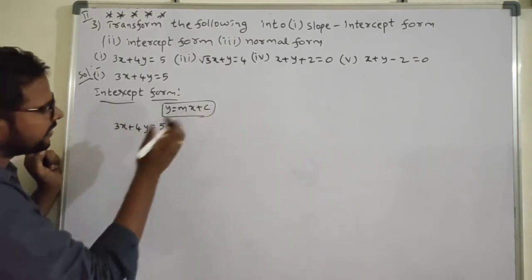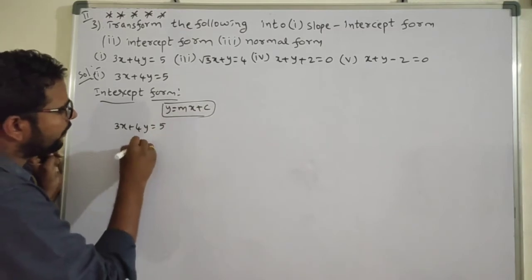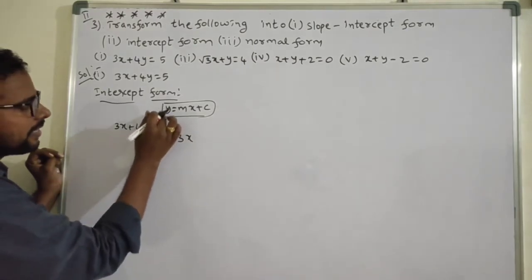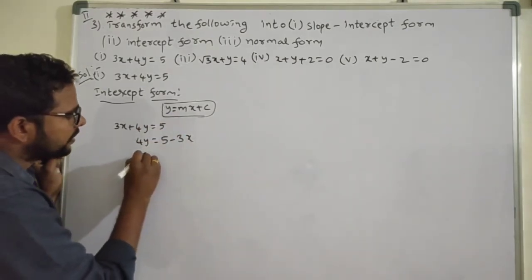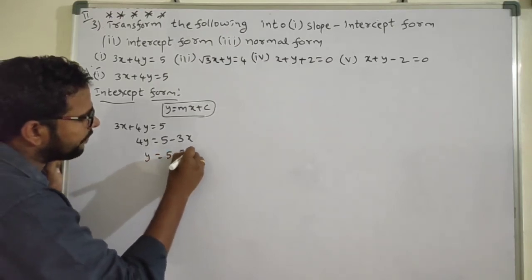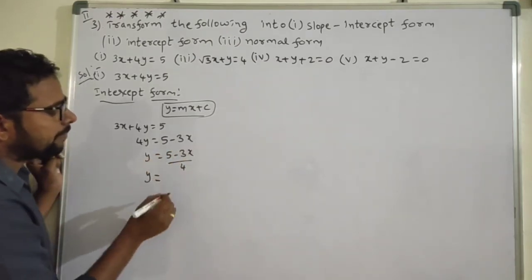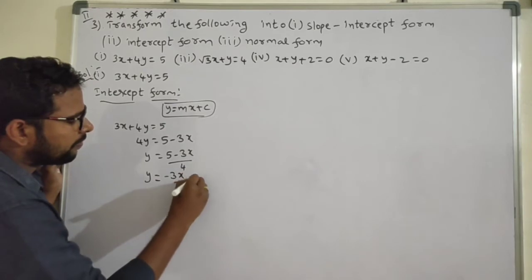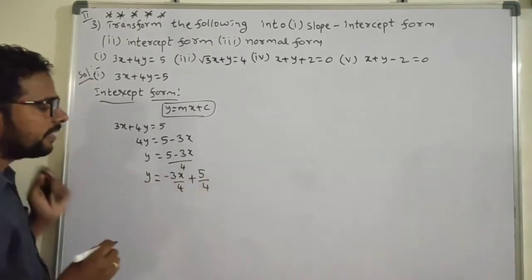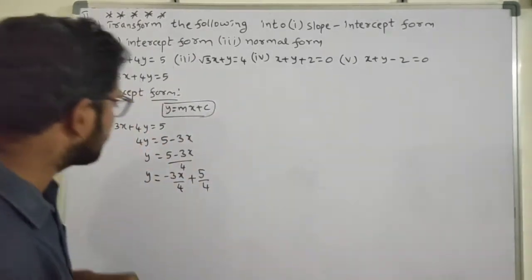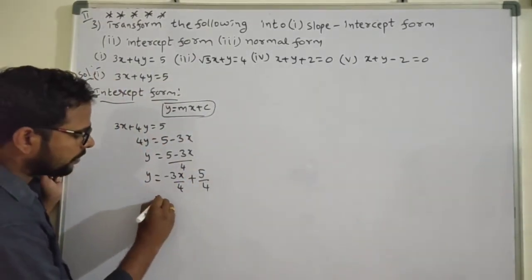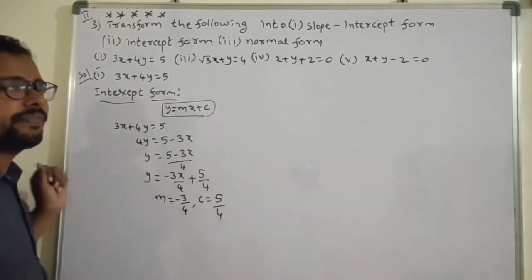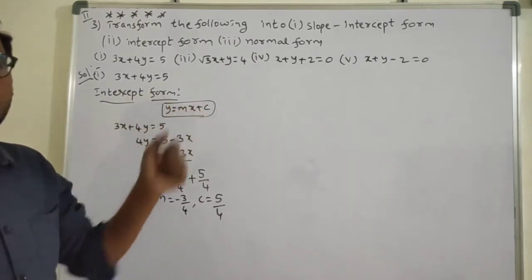So transfer 3x right side, send 3x to the right side. 4y is equals to 5 minus 3x. And ఈ 4 కూడా రైట్ సైడ్, ఓన్లీ లెఫ్ట్ సైడ్ y ఉండాలి కదా, అంటే 4 కూడా రైట్ సైడ్ సెండ్ చేయండి, y అవుతుంది. సో y is equals to 5 minus 3x by 4. సో y is equals to ఫస్ట్ x టర్మ్ ఉండాలి కదా, అంటే minus 3x by 4 plus 5 by 4. What is m? M is equals to minus 3 by 4. Therefore m is equals to minus 3 by 4 comma c is equals to 5 by 4. This is intercept form. We are converting to y is equals to mx plus c.